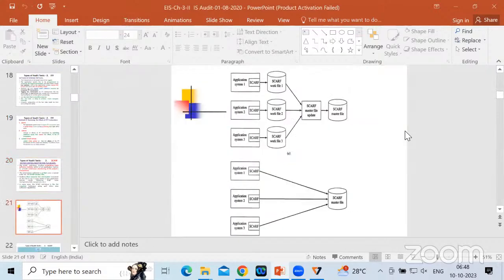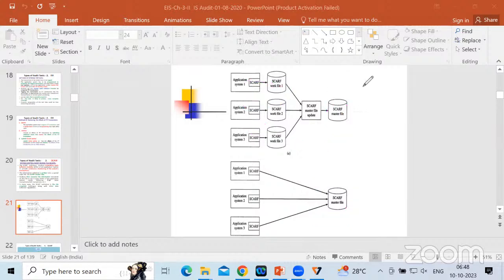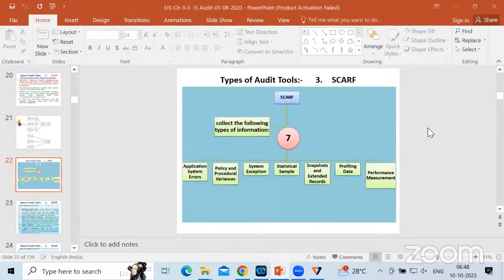So SCARF file. So this is an example for SCARF file. So we have SCARF master file here. Here also master file. SCARF 1, 2, 3. So the application 1 supplies to SCARF 1, 2 to SCARF 2, 3 to SCARF 3. Everything is again supplied to SCARF master file. We'll be able to verify any data which are found to be fishy in nature.